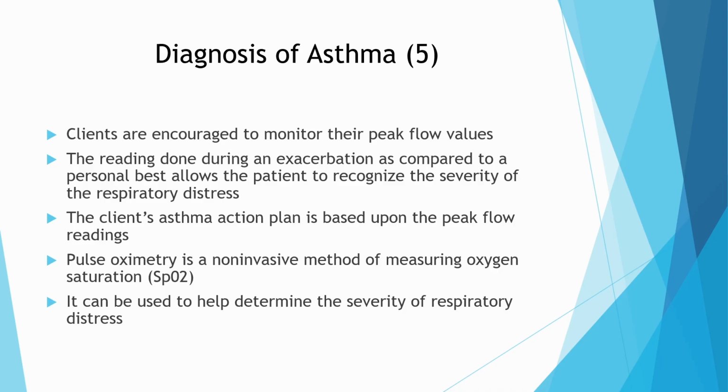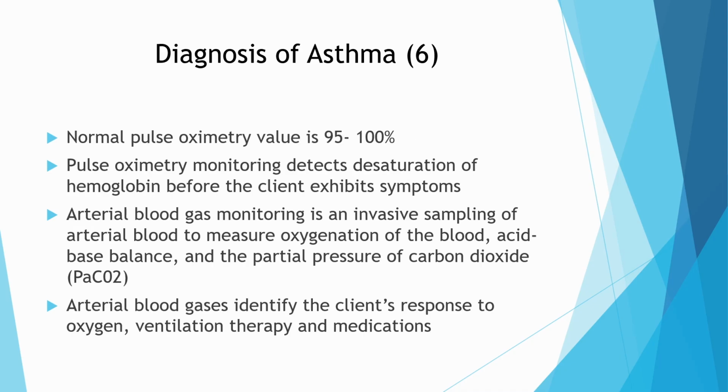Pulse oximetry is a non-invasive method for measuring oxygen saturation. Another term would be SpO2. It can be used to help determine the severity of respiratory distress. Normal pulse oximetry value is 95 to 100%. We know this. Pulse oximetry monitoring will detect desaturation of hemoglobin before the client will exhibit any symptoms.